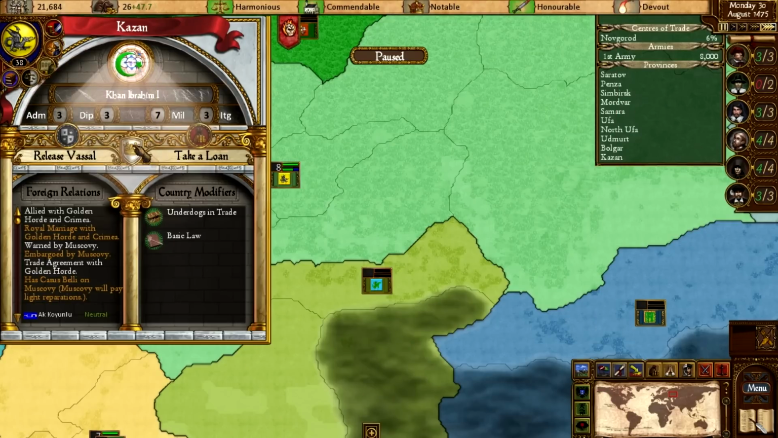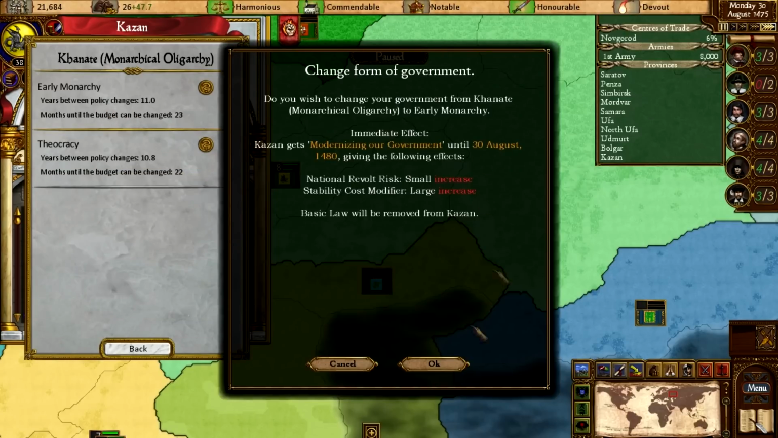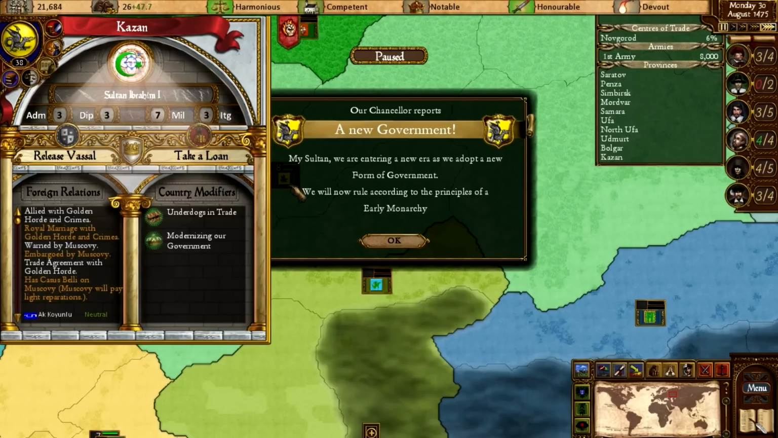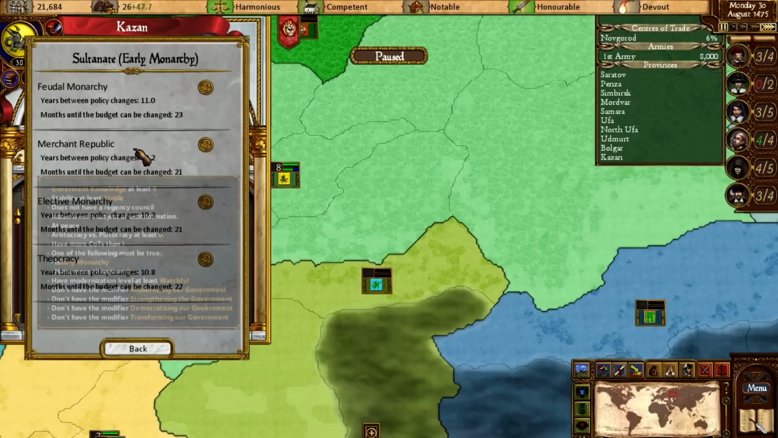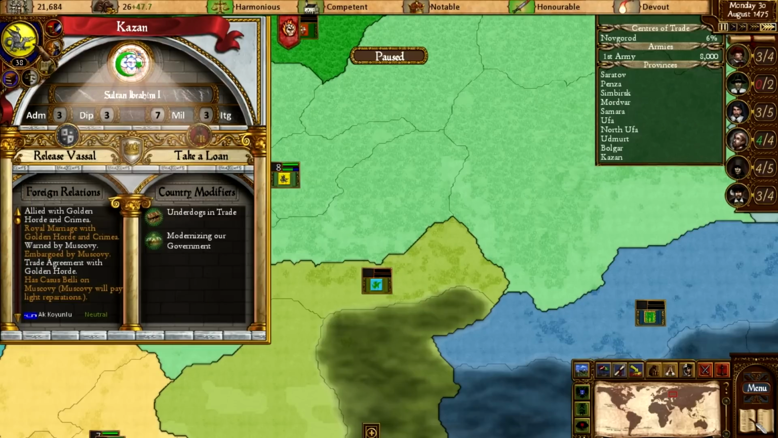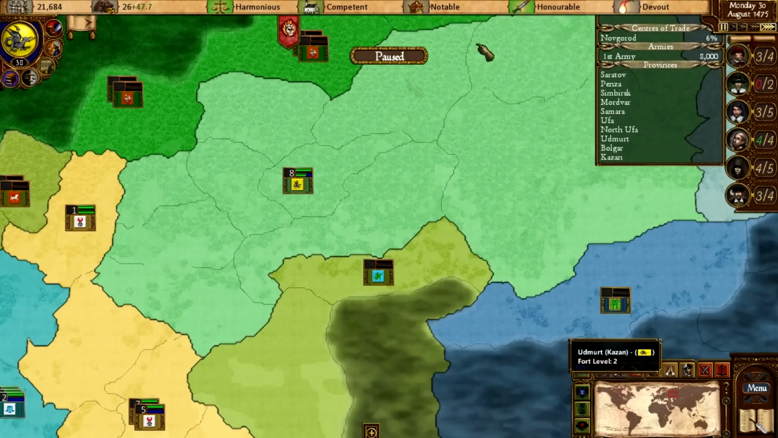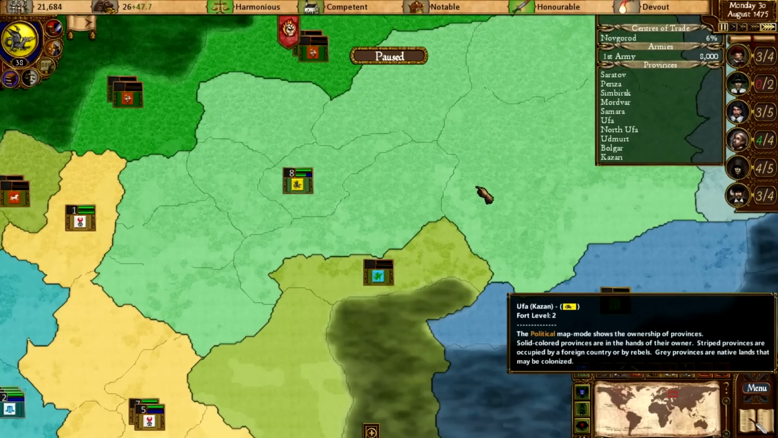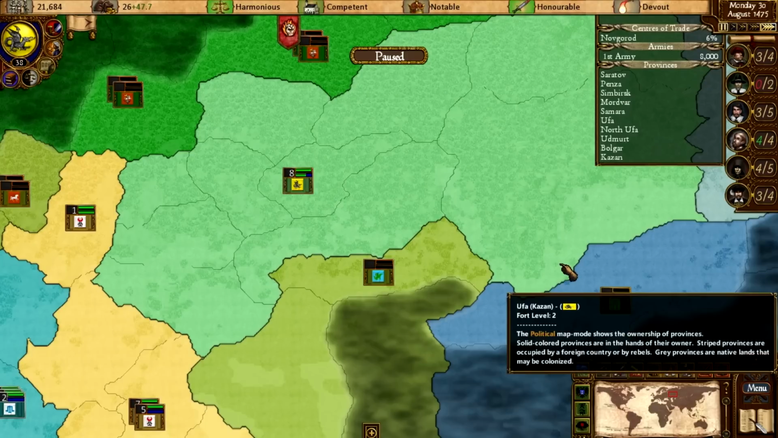And after having basic law, I can finally institute early monarchy. And with this, I have advanced into the new form of government. I am now Sultan Ibrahim I. I have here new government options, and I managed to go away from a tribal nation to a normal centralized government. And with this concludes my video.